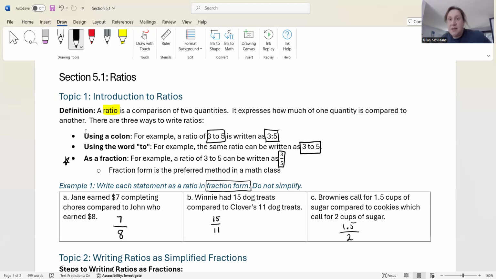Okay, so that is it. That is a ratio. Remember, at the heart and soul, it's just a comparison of two quantities. And then, we know how to write them in fraction form. In the future videos, we're going to talk about simplifying them and then talk about special ratios called rates.